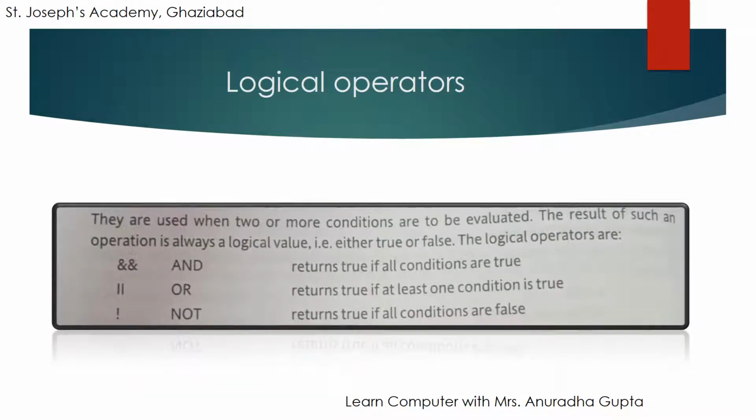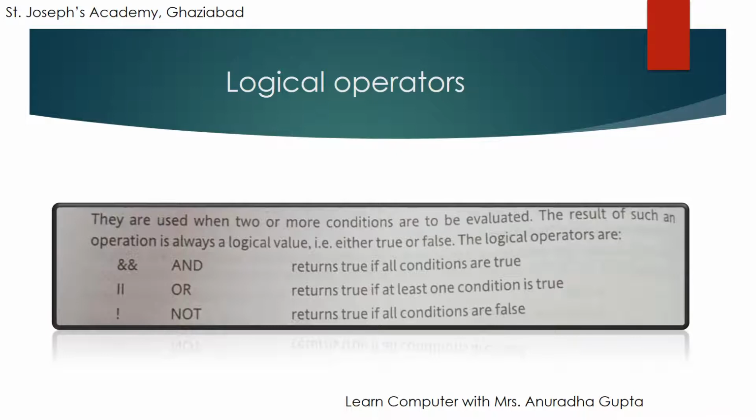Let's move to the third type of operators, that is logical operators. They are used when two or more conditions are to be evaluated. They always return either true or false. They are of three types. First is logical AND, second is logical OR, and third is logical NOT.